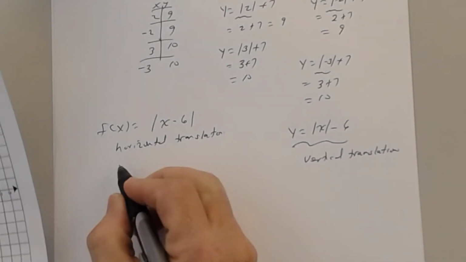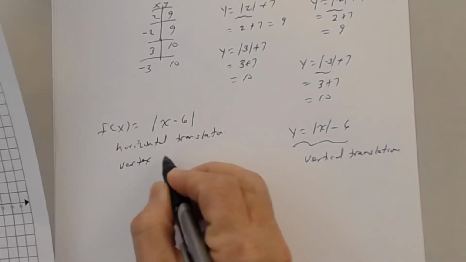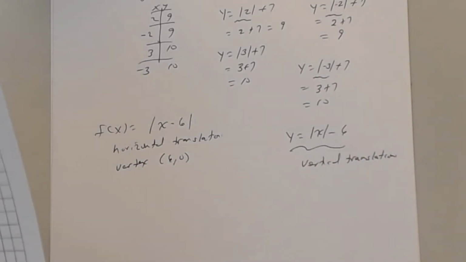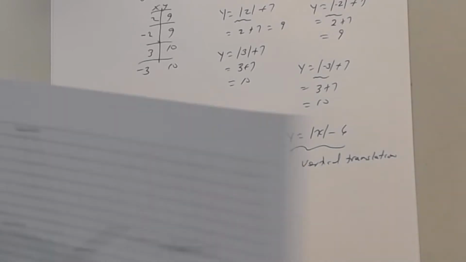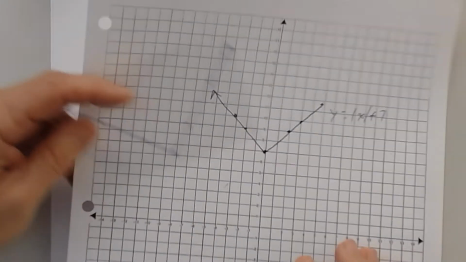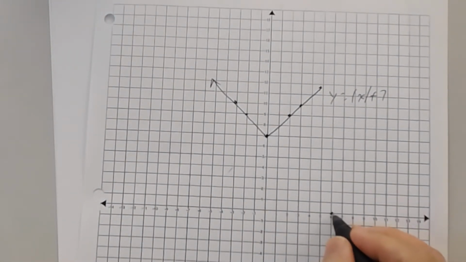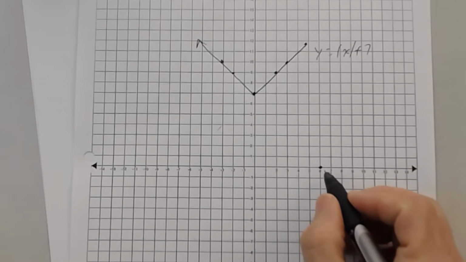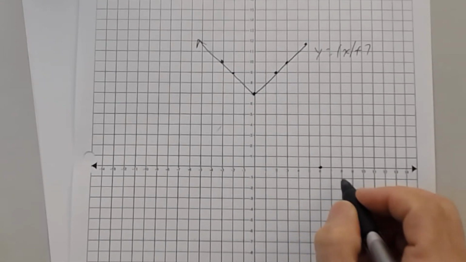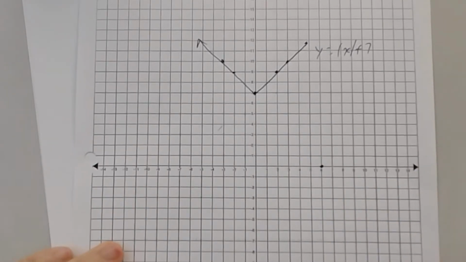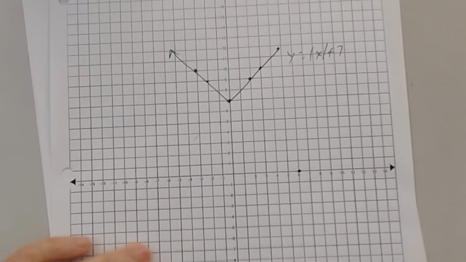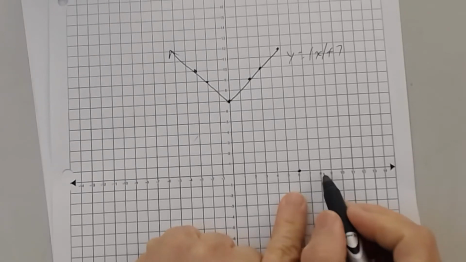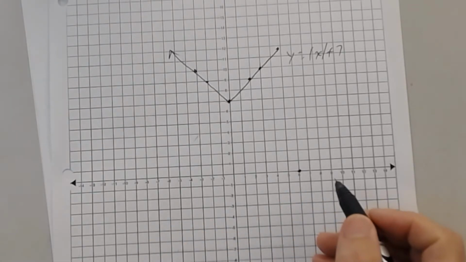So what's the vertex going to be? 6, 0. So you plot the point 6, 0. Now you pick 2 points to the right, 2 points to the left. Give me an x value to the right. 8. All right, if x is 8. Now remember, I want you all to notice this. To get that 8, I'm going how many units to the right? 2. Okay, keep that in mind.